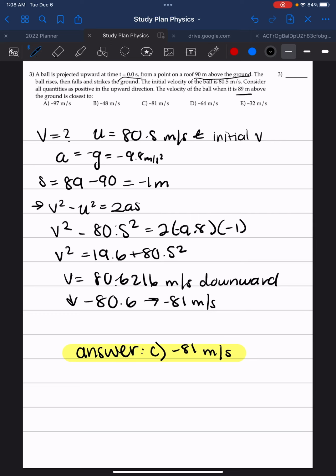The ball rises, falls, strikes the ground, and the initial velocity of the ball is 80.5 meters per second. We have to consider that all quantities are positive in the upward direction, and the velocity of the ball when it is 89 meters above the ground is closest to what?